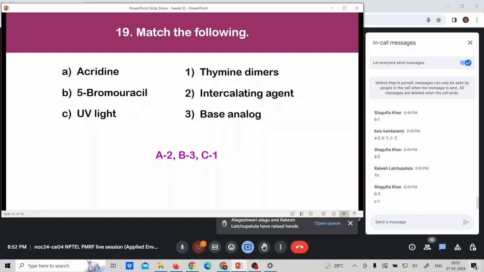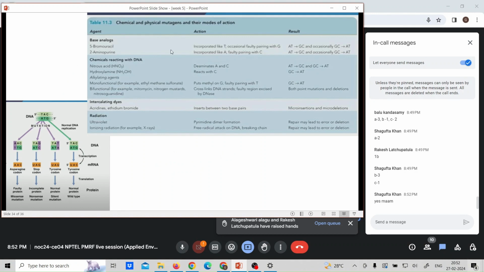Is that clear, or any doubts in it? Okay, so that's it. As we saw, 5-bromouracil, aminopurine, all these that have the name of bases are going to be acting as base analogs. So bromouracil is going to be incorporated like T, occasionally faulty pairing with G, and aminopurine is incorporated like A and faulty pairing with C.